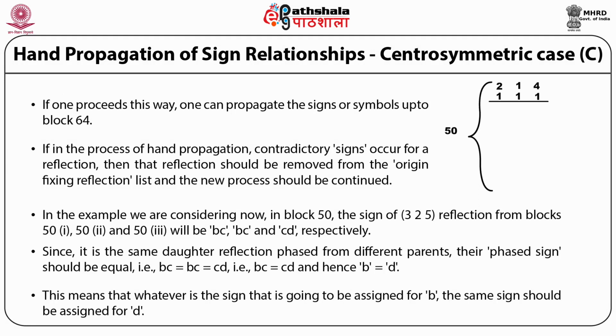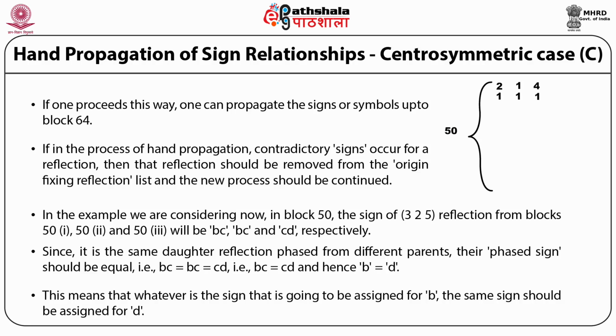Now the important thing is block 50, where we have the same daughter reflection 3 2 5 occurring in 3 cases from different sets of parents. The answers you find for these 3 will be BC, BC, CD. But the reflection is the same, 3 2 5, which means that the sign of 3 2 5 in all the 3 cases has to be the same. In other words, BC equals CD, and C cancels, so B equals D. This is a very, very important conclusion you have arrived at during sign propagation.